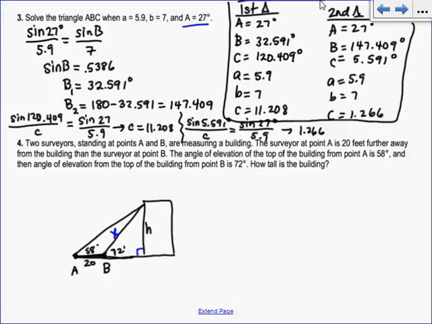So you would set it up and you'd say sine of 58 all over x equals, well, what do we need? We actually have to find an angle. We have to find this angle here. Can we do it? What about the 72 triangle? 72, 90, and what?